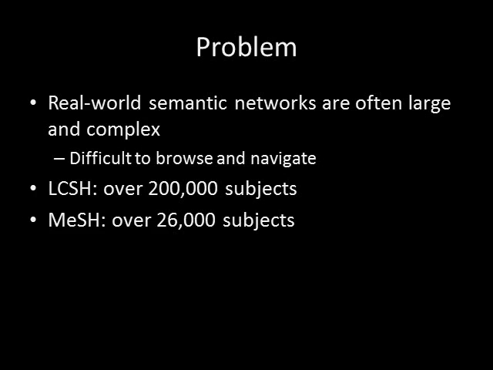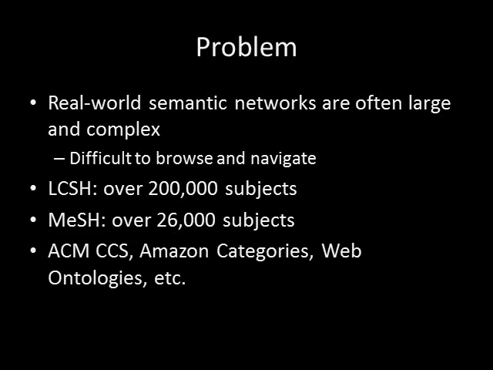And the difference, obviously, is that here it's aimed for the lay people, someone off the street coming into the library. Here it's aimed for medical professionals. Different types of objectives, but we clearly see a size issue, and we have all sorts of these types of semantic networks: ACM, CSS, the Amazon categories. They're all over the place.